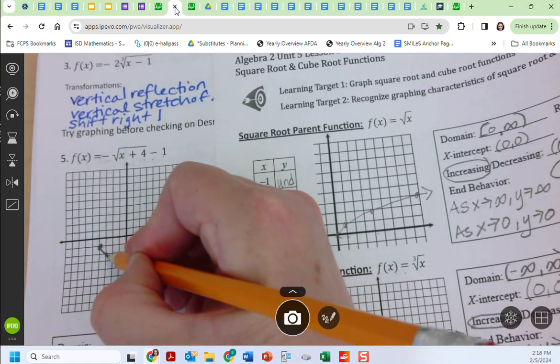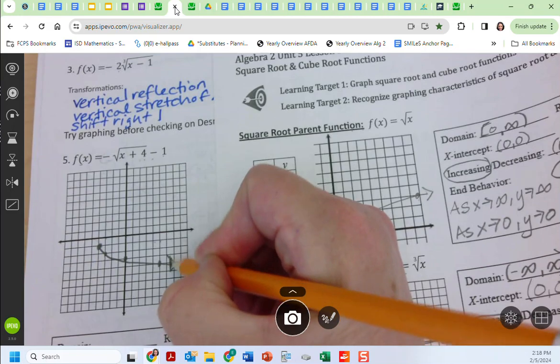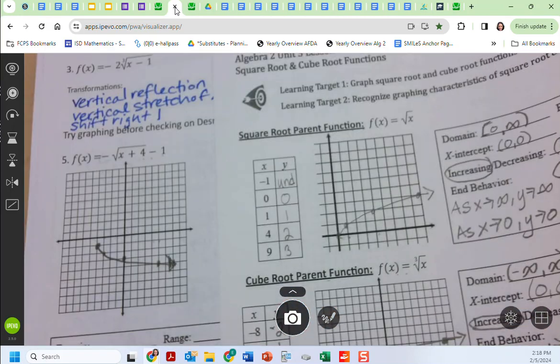Now, you don't have to be able to do that right now without Desmos. You can get all those points from Desmos. But it's kind of nice to be able to.